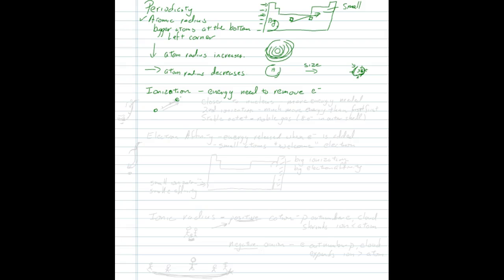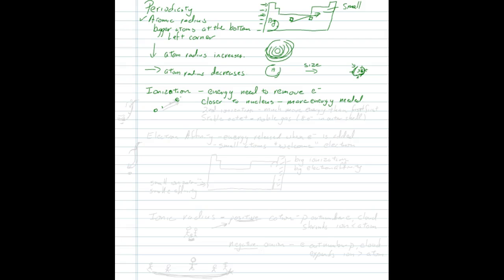The closer to the nucleus, the more energy is required. Farther away, less energy is required. So closer to the nucleus, more energy is needed to remove that electron. If it's really close, it takes more energy. The negative and positive have a really strong connection. If it's farther away, it's less strongly held.